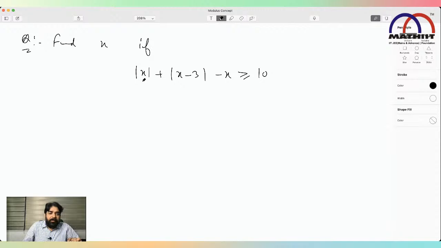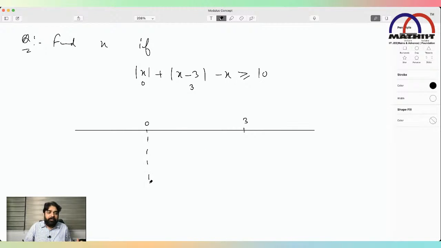This will change its behavior at 0. This will change its behavior at 3. This X is free. It will never change behavior because it's a free X. Behavior changes for whatever is inside a function. Here X is not inside a function, so don't worry. So first draw the boundary and solve it. Whatever the typical question, it will never create a problem.